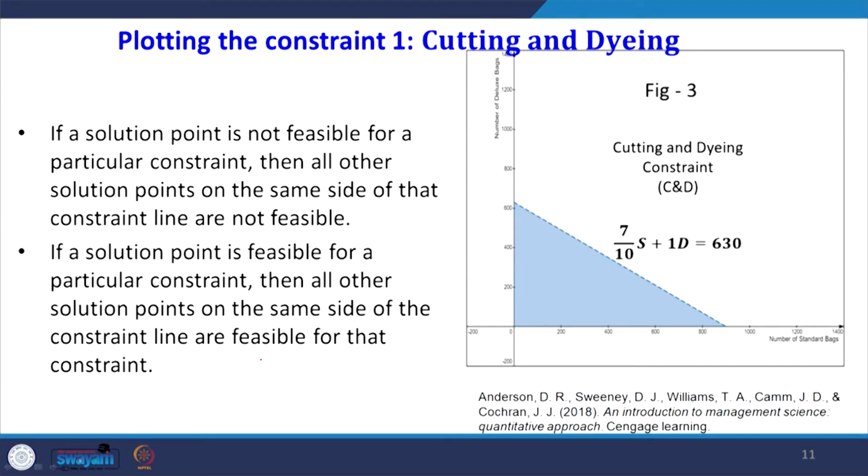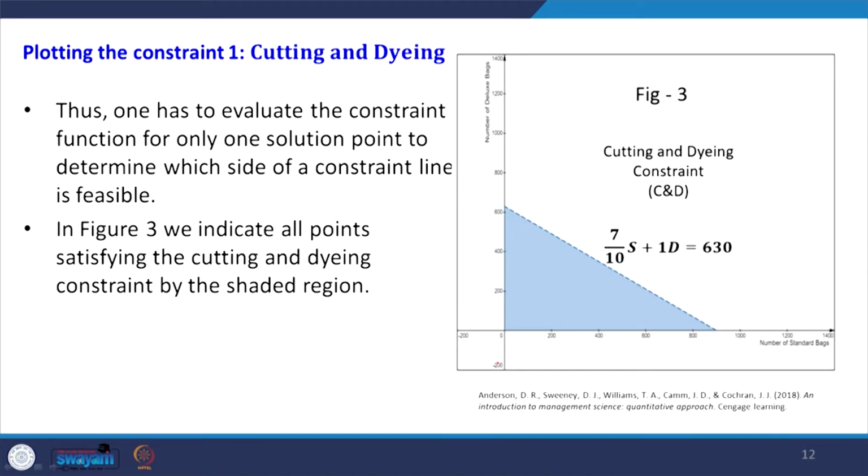So, the point here is, suppose you take any one point, if it is satisfying our constraint, then, this is less than or equal to, where the equal to represents only the straight line. When you write less than or equal to, it is the region shaded in blue color. So, if any one point in this region is satisfying the constraint, all other points below this line will satisfy our constraint. So, one has to evaluate the constraint function for only one solution point to determine which side of the constraint line is feasible.